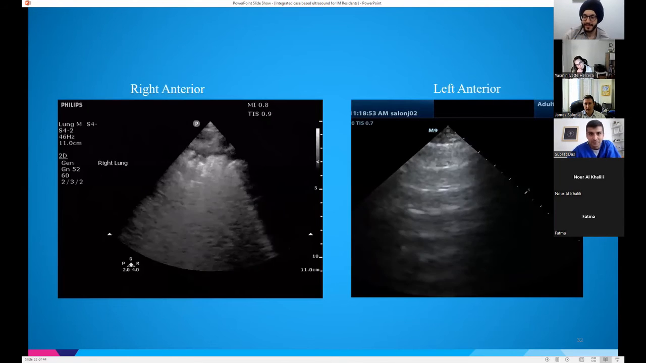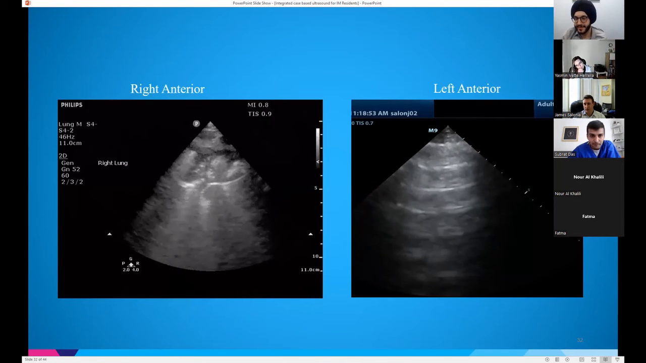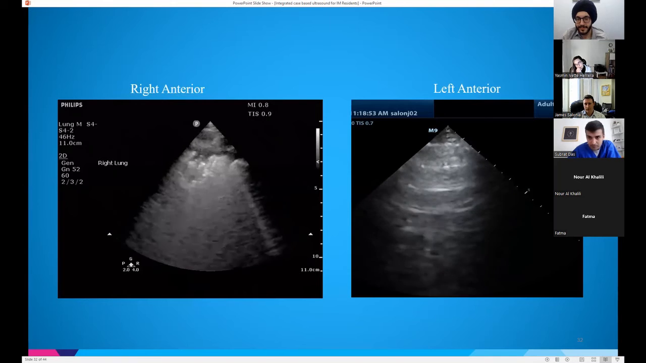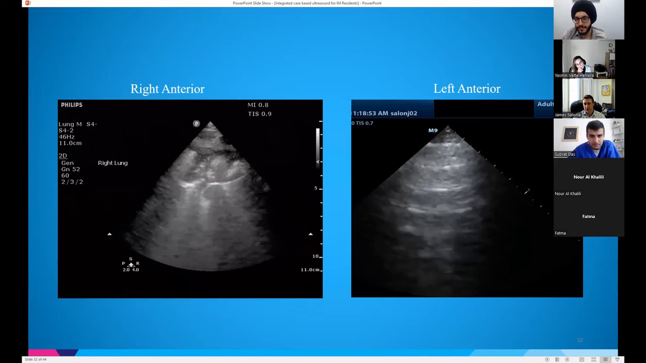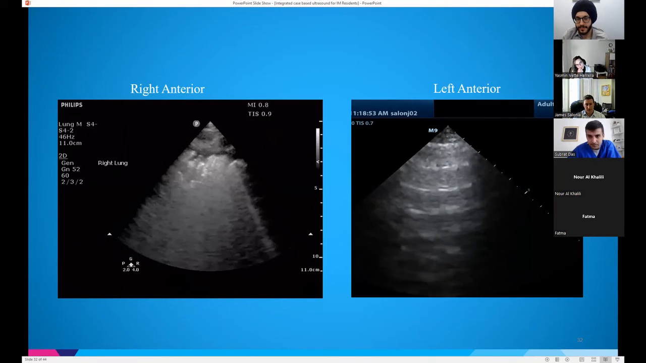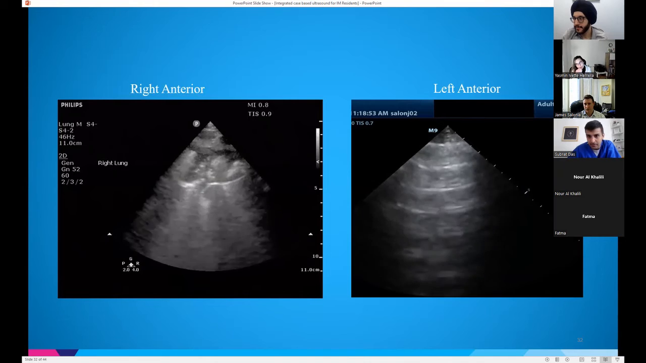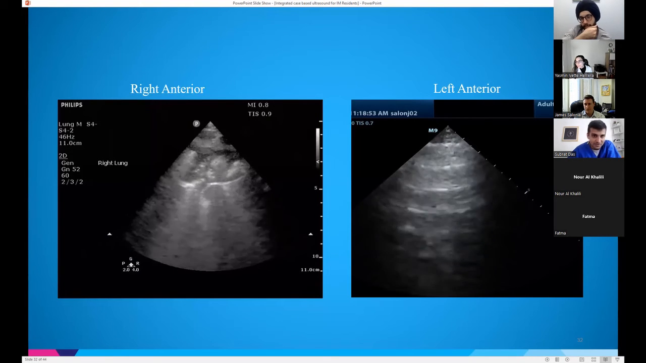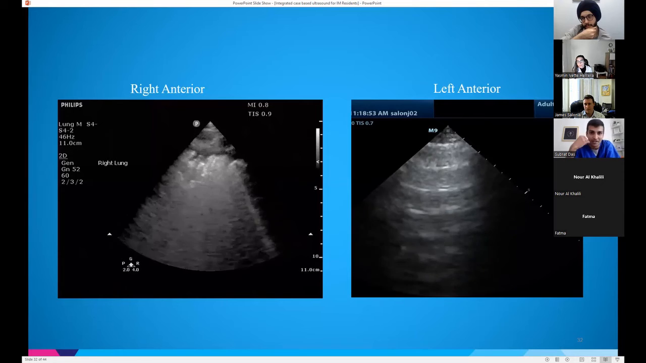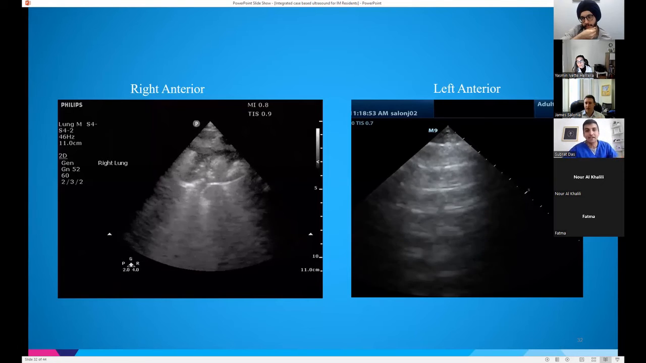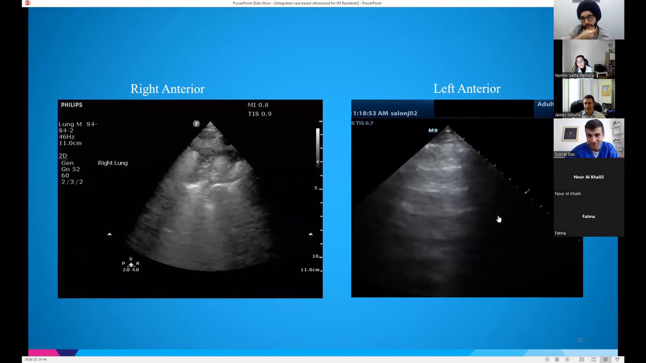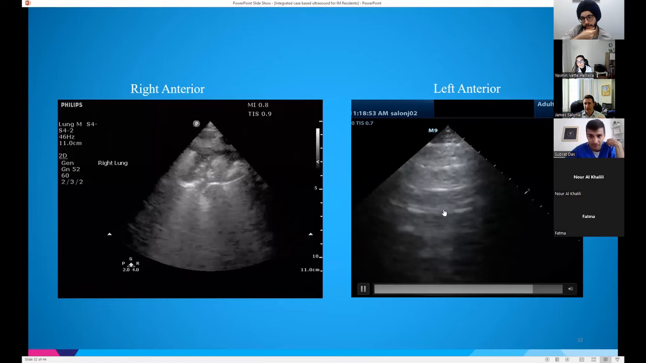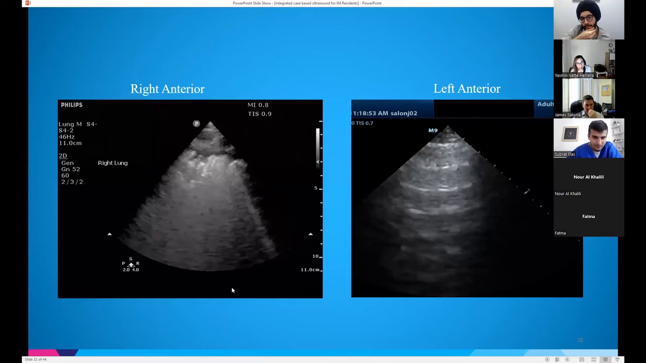Let's take a look at the lungs. We can see A lines on the right one. I'm not really sure what I see on the left one. As in the right anterior, I'm not sure what we're looking at. The left anterior looks like we have A lines. Good. And so on the right anterior, what do we have here?